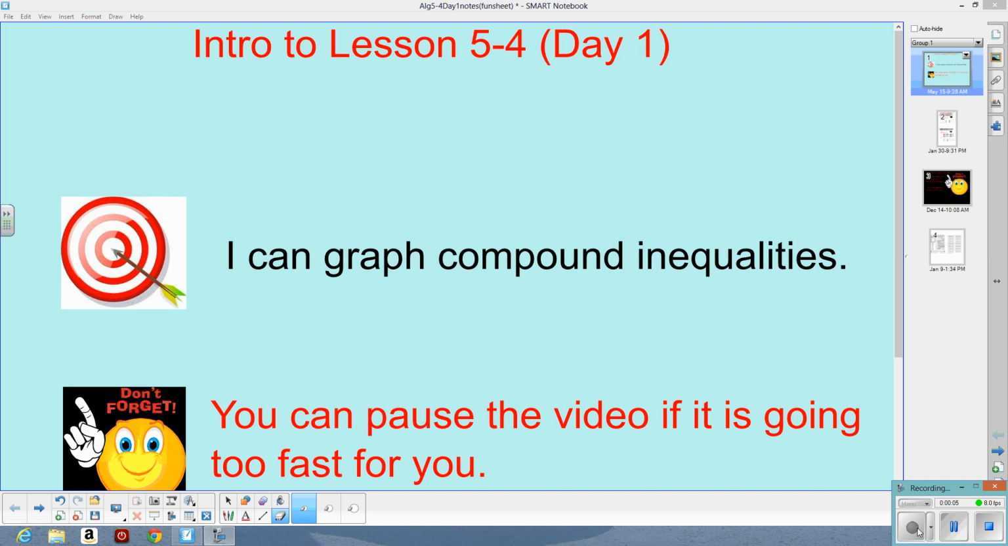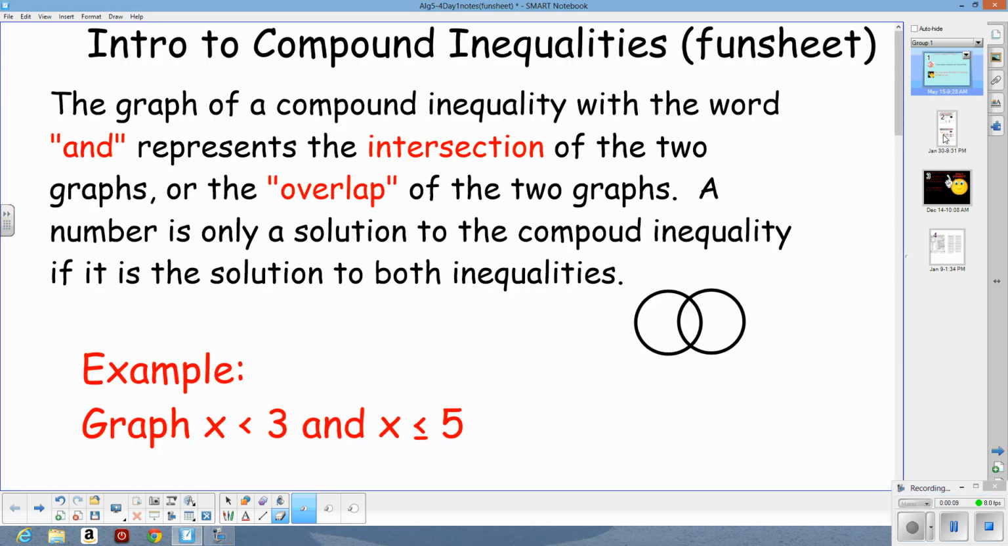In the intro to lesson 5.4, you will learn how to graph compound inequalities. A compound inequality contains at least two inequalities and is separated by either "and" or "or." The graph of a compound inequality with the word "and" represents the intersection of the two graphs, or the overlap of the two graphs. A number is only a solution to the compound inequality if it's a solution to both the inequalities.